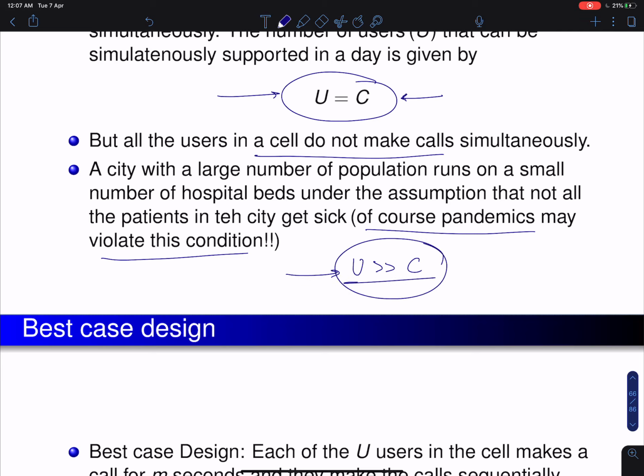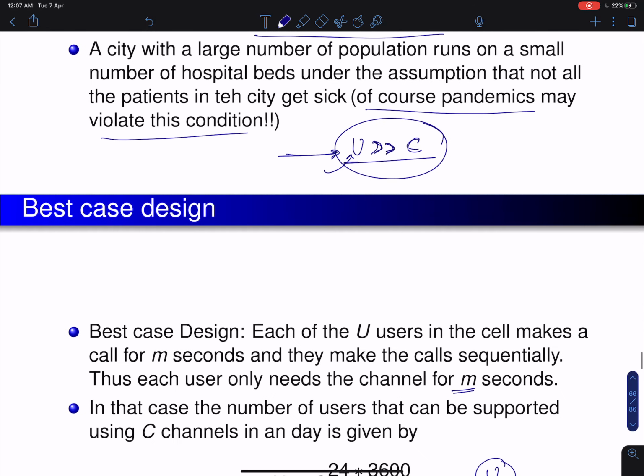Okay, so in that case, your natural question is, how can you say if the number of users is more? Yes, it is more compared to the channels. What number is good enough? If I'm going to have more users than channels, how can you guarantee that I'm going to get good service? So that's what we'll be analyzing in this lecture.